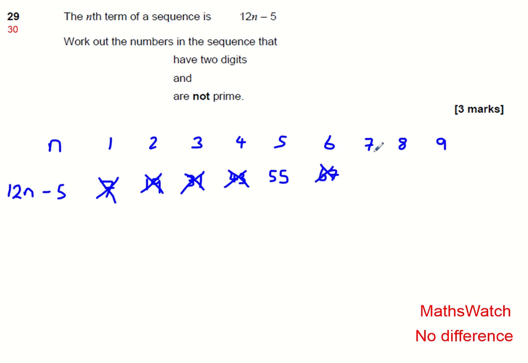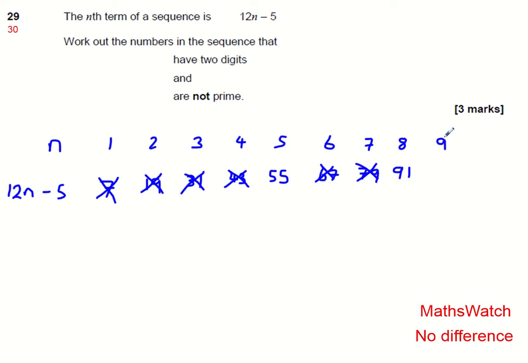12 times 7 is 84, and 84 minus 5 is 79. 79 is a prime number, therefore it's not going to be included. 12 times 8 is 96, and 96 minus 5 is 91. 91 can be divided by 7, so it is not a prime number, so there's another correct answer.